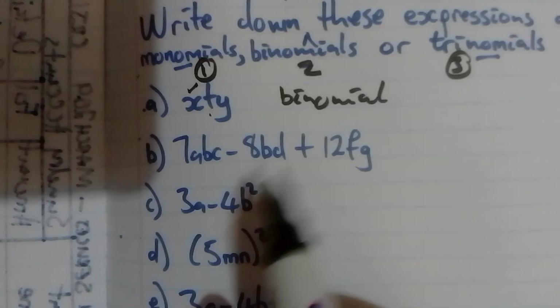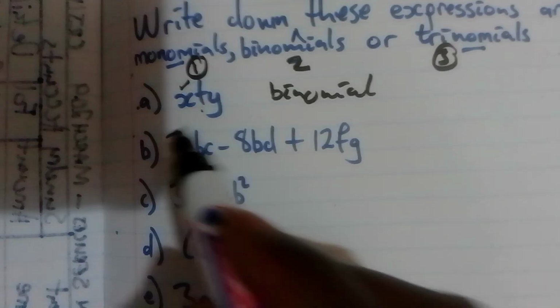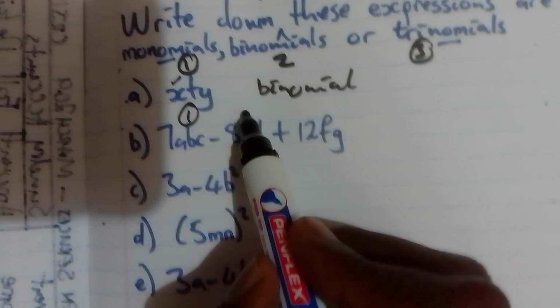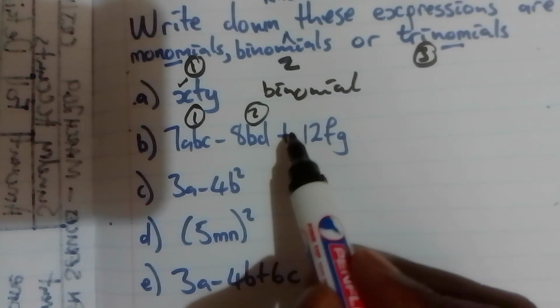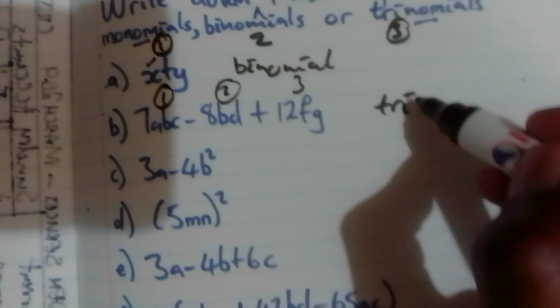The next question now is asking B, 7abc, there is a minus here, so which means this is term 1. 8bd, this is term 2. There is a plus here, this is term 3. So 3 is a trinomial.